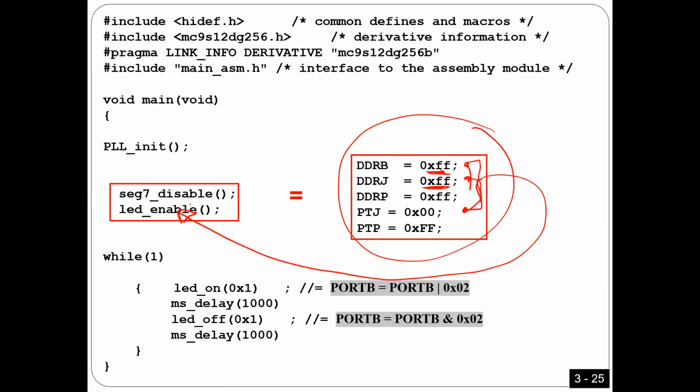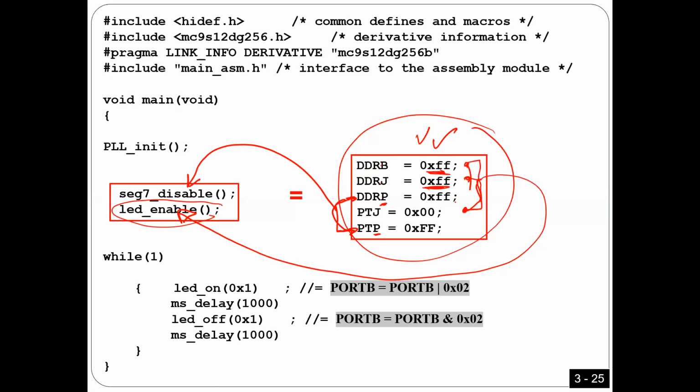So it's up to you. You have the option. If you want to do it this way, you can use these three instructions to configure port B and port J as output, and then put 0 on port J. This is one option. The other option is you can just use this function. Same thing for 7-segment disable. Actually, we have this one. You have to configure port P as output, and then you have to put 1 in the first four bits on port P to disable. So these two instructions are already here in disable. Okay, it's up to you.